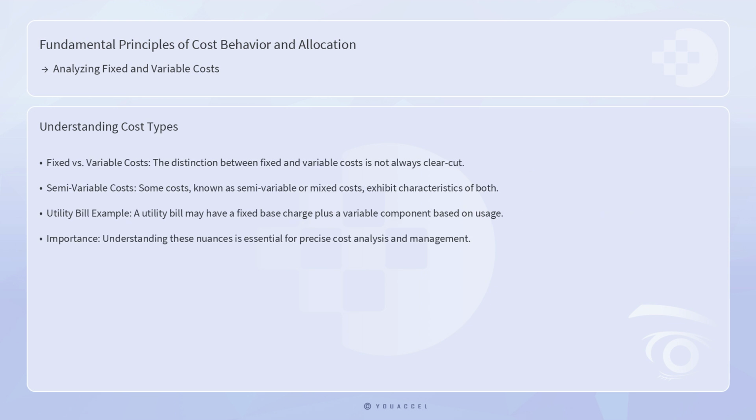The distinction between fixed and variable costs is not always clear-cut. Some costs, known as semi-variable or mixed costs, exhibit characteristics of both. For example, a utility bill may have a fixed base charge plus a variable component based on usage. Understanding these nuances is essential for precise cost analysis and management.